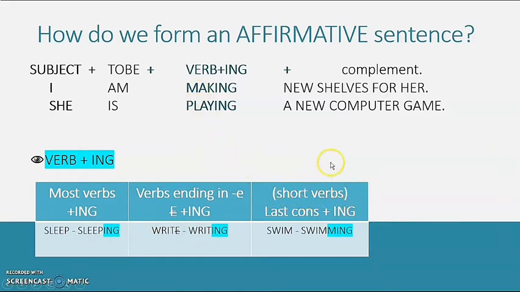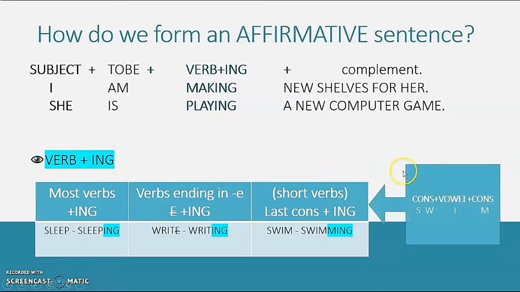What about the short verbs? In this case, we have to pay attention to the last three letters. If they end in consonant, vowel, and consonant, we can apply this rule, like in swim. Consonant, vowel, consonant. We will repeat the last consonant plus ing, like in swimming.